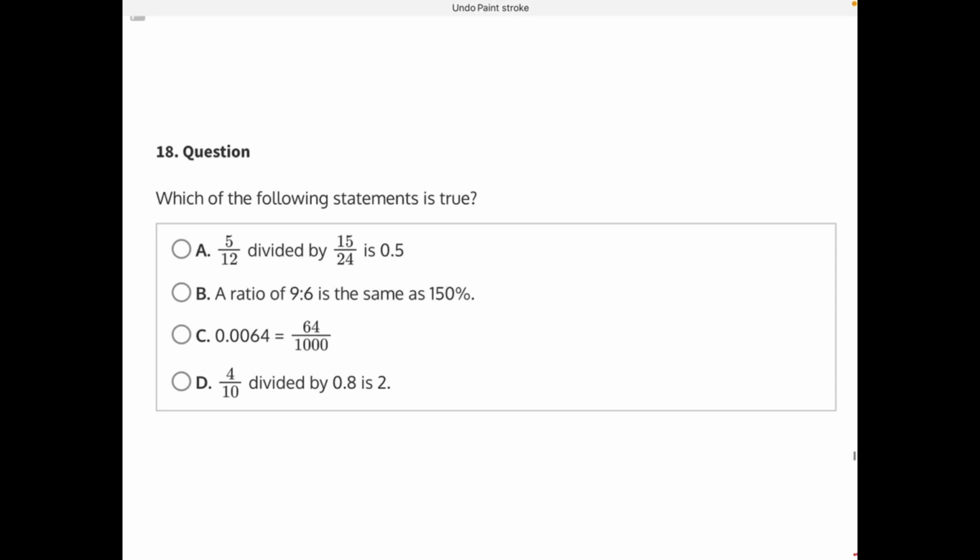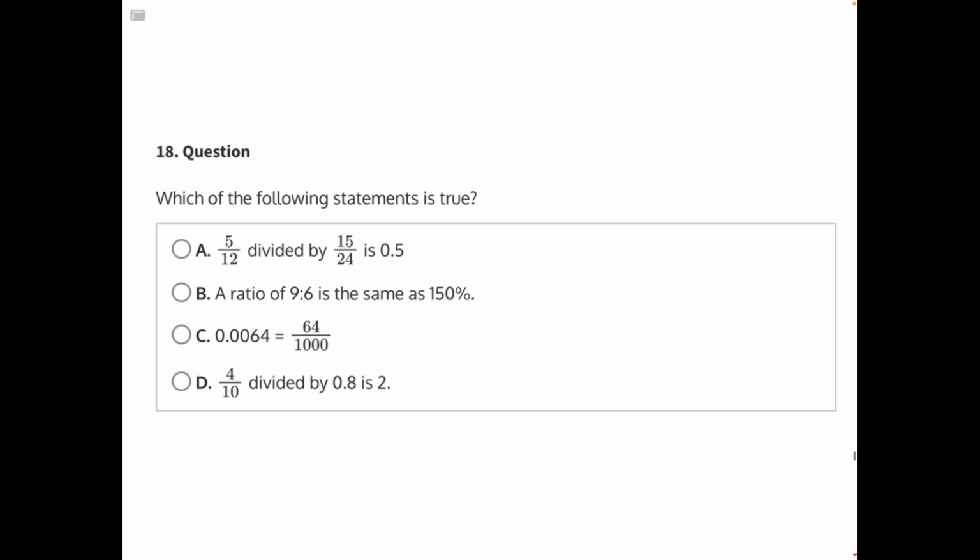Which of the following statements is true? 5/12 divided by 5/24 is 0.5. A ratio of 9 to 6 is the same as 150%. 0.0064 is equal to 64 thousandths. 4/10 divided by 0.8 is 2.